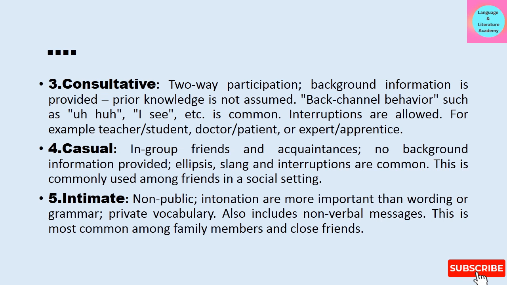The fourth type of register is called casual register. This type of register is used among groups of friends and acquaintances. No background information is provided. Ellipses, slang, and interruptions are common, and this is commonly used among friends in a social setting.